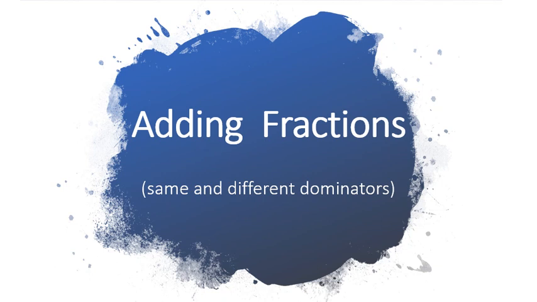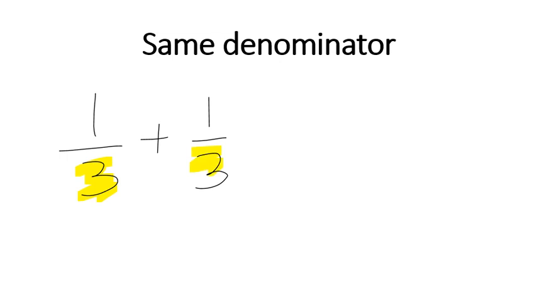This video is on adding fractions with the same and different denominators. Same denominator. So when the denominators are the same, and by that I mean 1/3 plus 1/3, when you have the same denominator, which is the number at the bottom of the fraction, then that remains the same. And all you do is add the numerators, so the numbers at the top. In this case, 1 plus 1 is 2, and the final answer is 2/3.